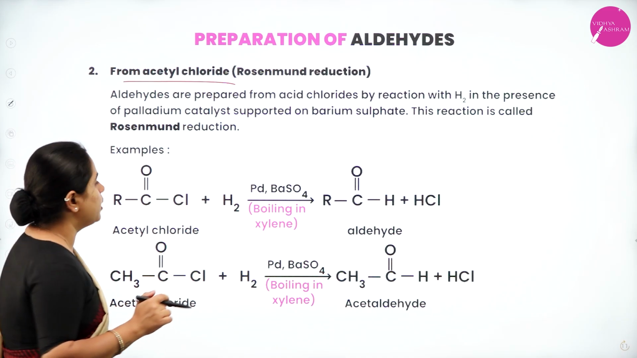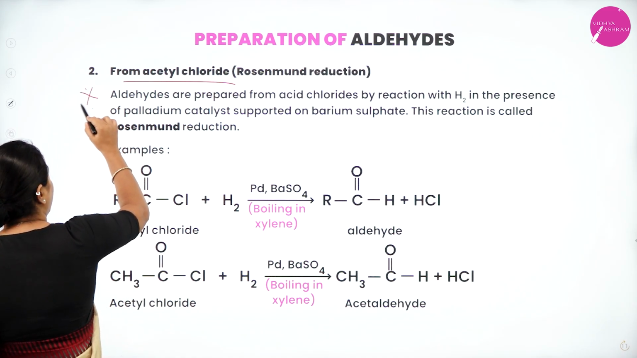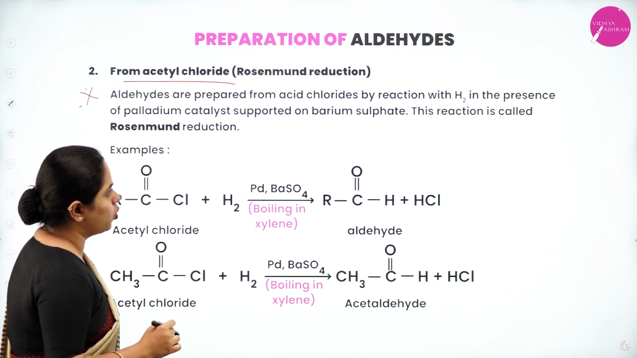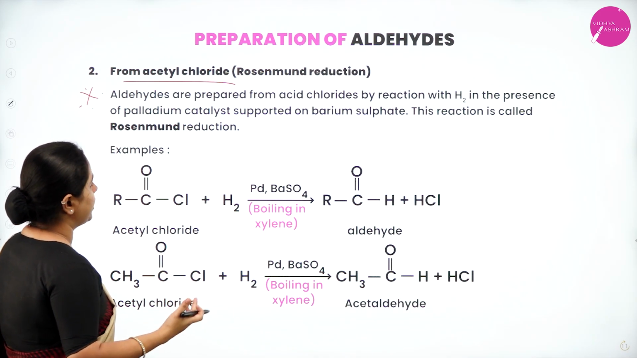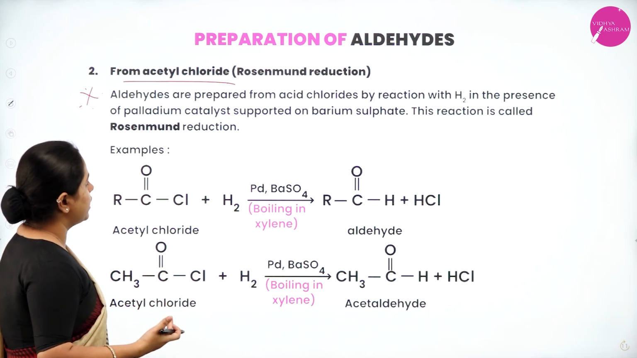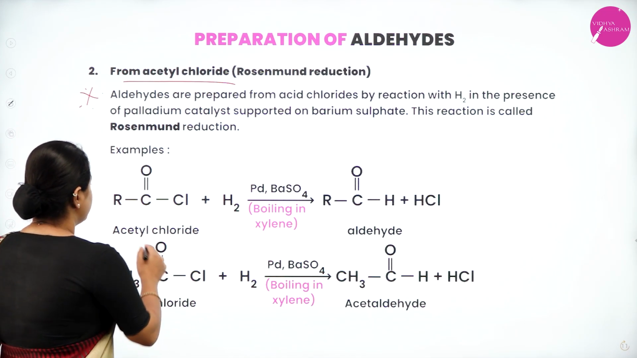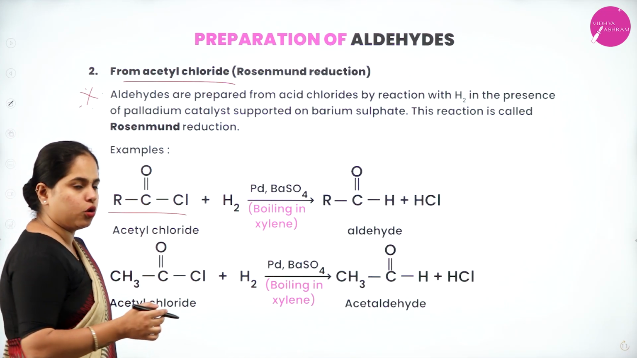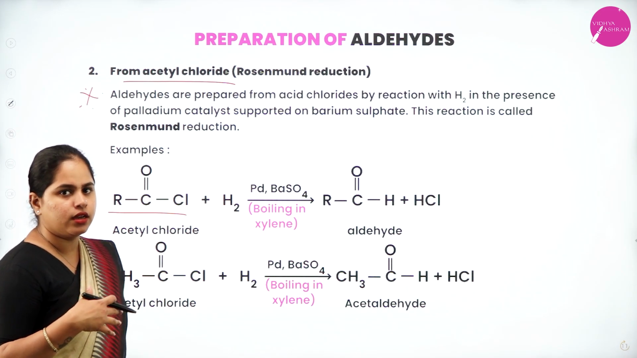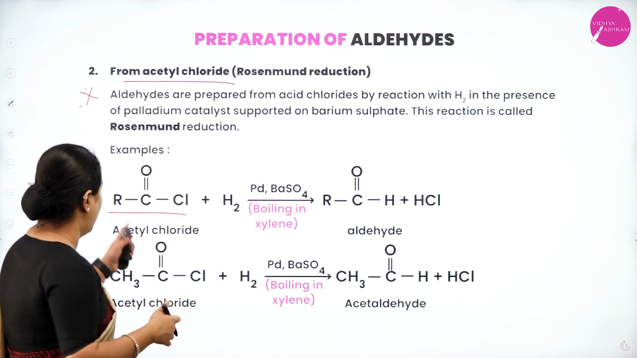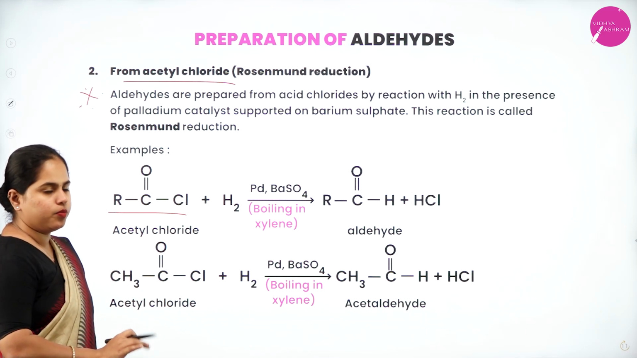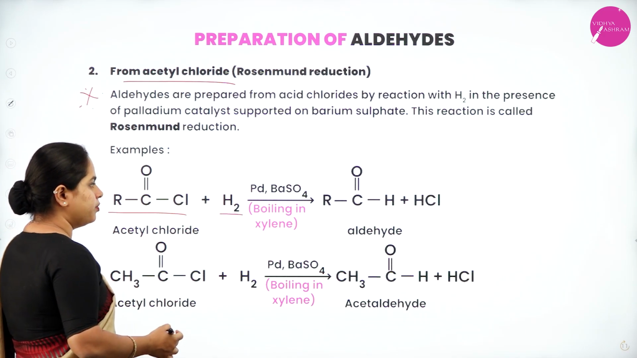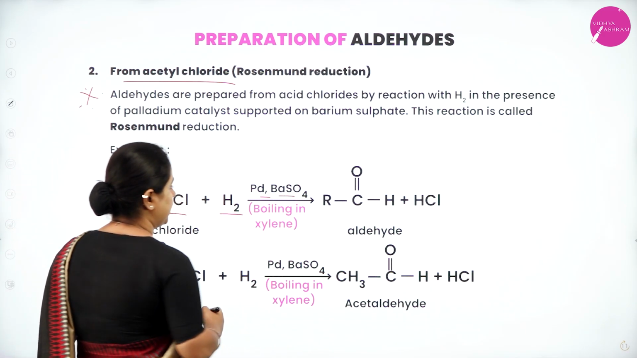So, this is also a name reaction. This is very important. Aldehydes are prepared from acid chlorides by reaction with H2 in the presence of palladium catalyst supported on barium sulfate. This reaction is called Rosenmund's reduction. So, acid chloride or acetyl chloride we are taking, which is obtained from acid. That is why we call it acid chloride. RCOOH is the acid. Instead of OH, Cl will be there. To which we are going to add hydrogen in presence of palladium and barium sulfate.